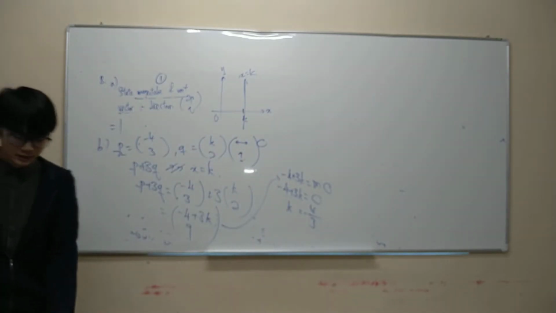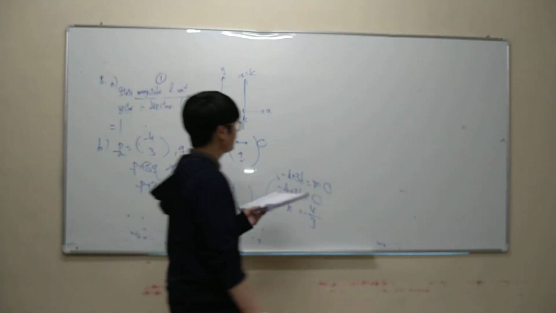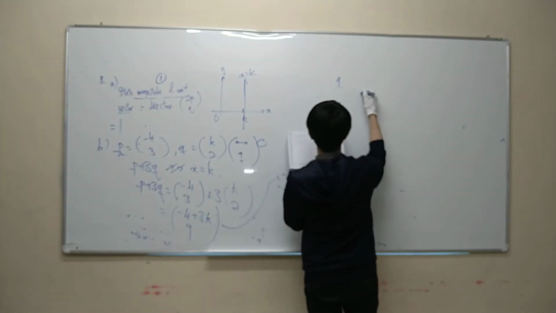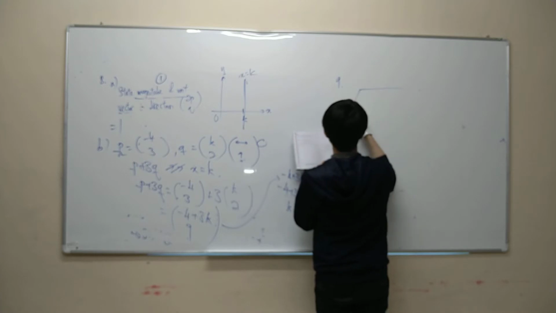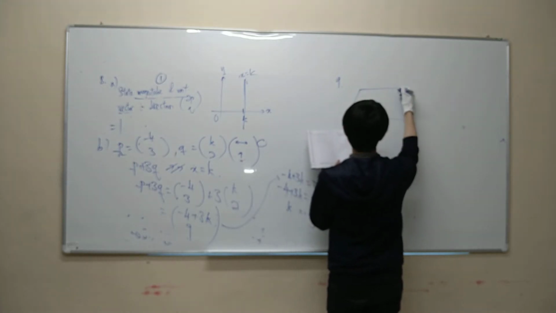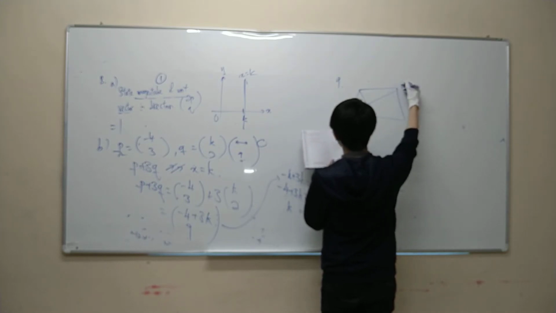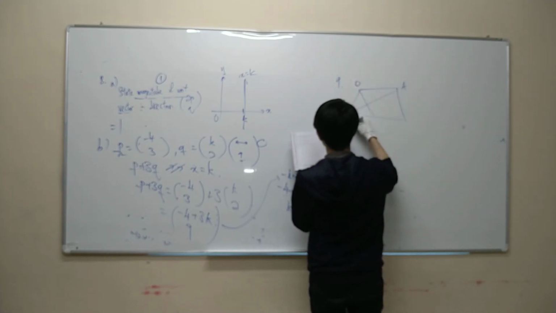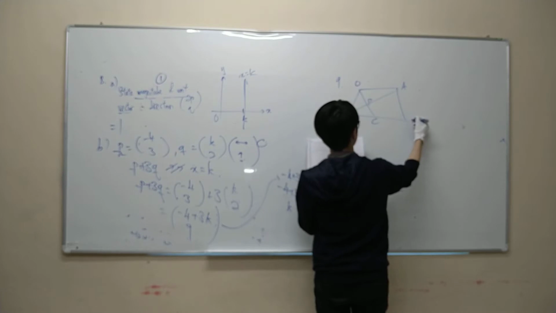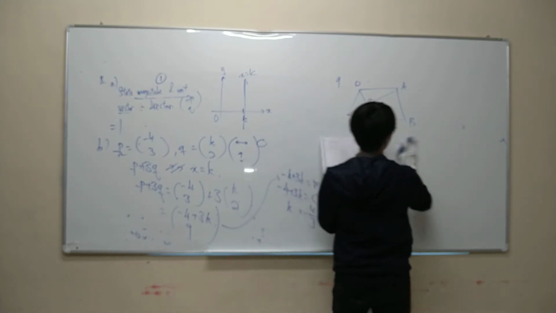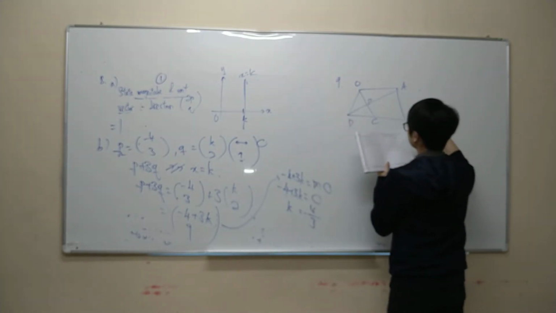So hope you understand. Number 9 is also vector. But I need to draw this out first. This question is quite difficult, so I'll draw it out. So O here, D here, P here, C here, B here. For this one I will go through the question for you because it's a difficult question.